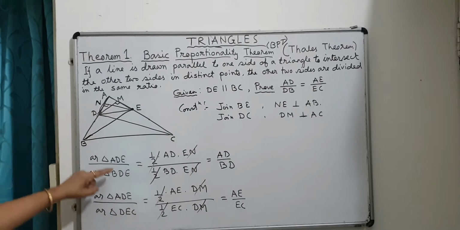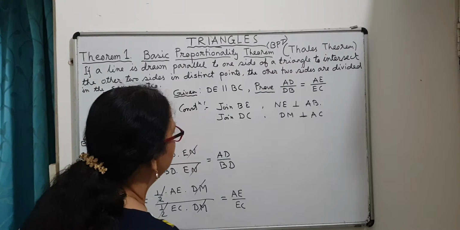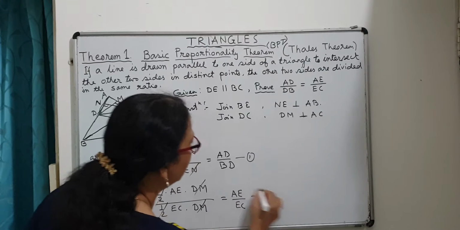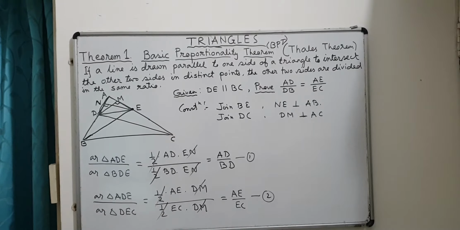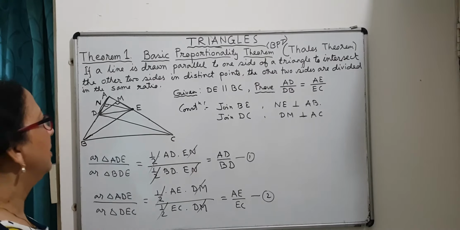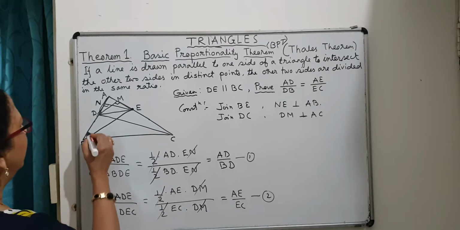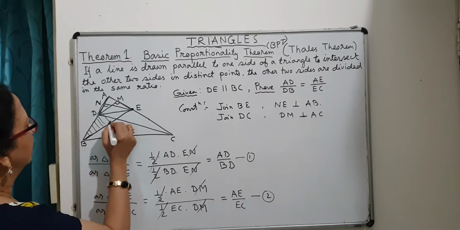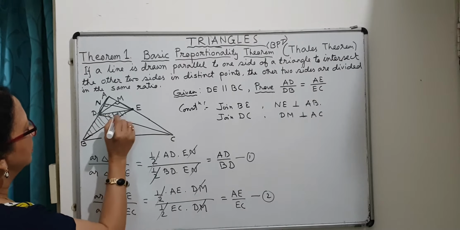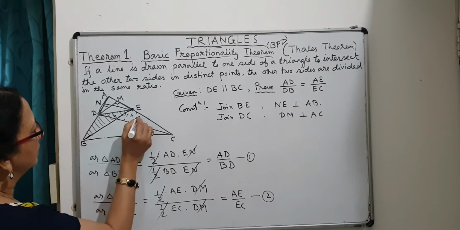Now you look at the numerators of both, so let's say equation 1 and equation 2. Let me give this name, say this is equation 1 and say this is equation 2. So for the left hand side of equation 1 and 2, the numerator is same. But what about the denominator? You look at the triangles BDE and DEC. So you see, this is the triangle and the other triangle is this one.